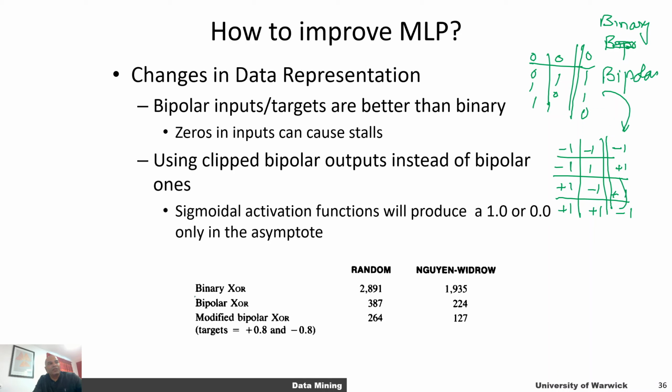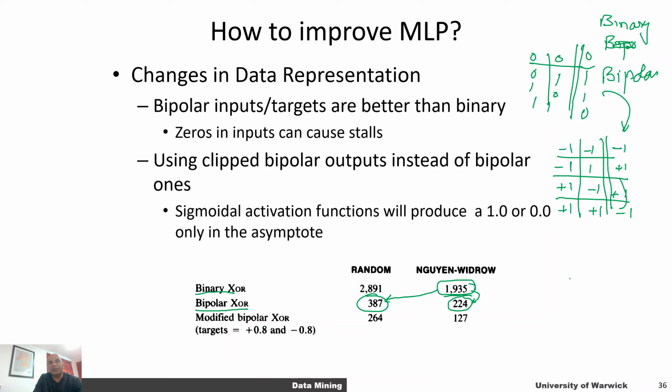significantly. So when you use the binary representation with the Widrow-Hoff optimization, you have about 2,000 epochs. But if you simply change this input representation, you significantly reduce this. You use only 387 epochs. If you use Widrow-Hoff, you end up doing the same thing in 224 epochs.